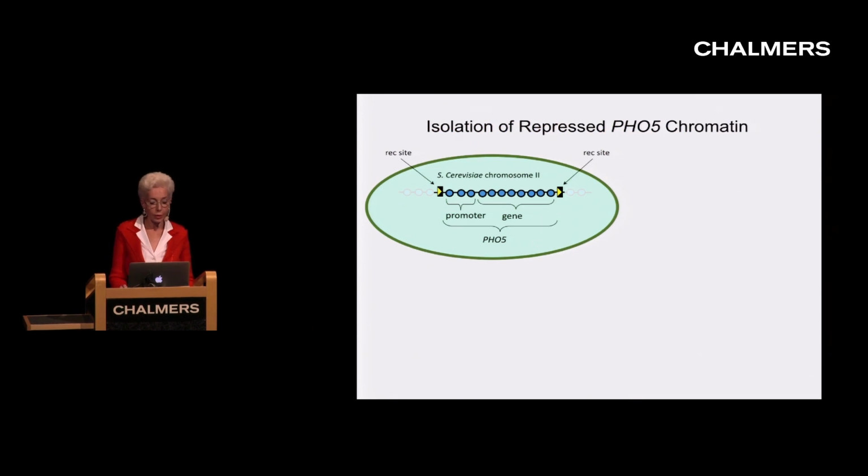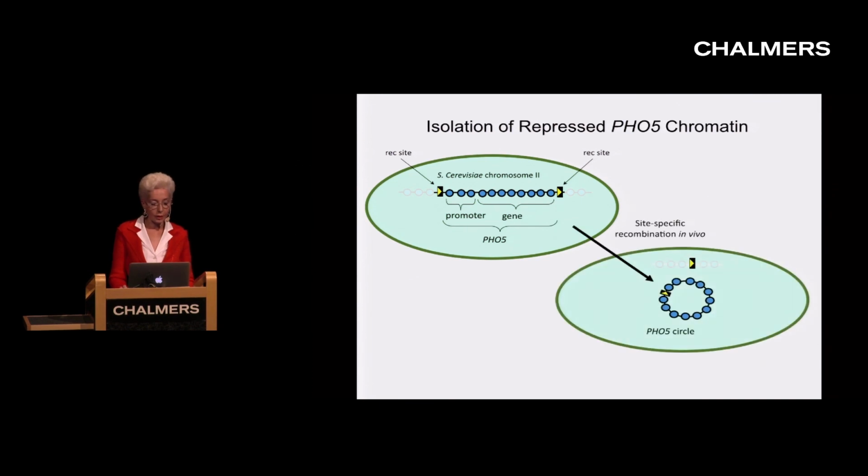To this end, we isolated a region of a yeast chromosome containing a yeast gene in its native state, in the manner shown here. We inserted recognition sites for a recombinase enzyme on both sides of a gene in yeast, in this case the PHO5 gene, which I mentioned before. We then induced expression of the recombinase enzyme in the yeast, resulting in excision of the gene as a chromatin circle.